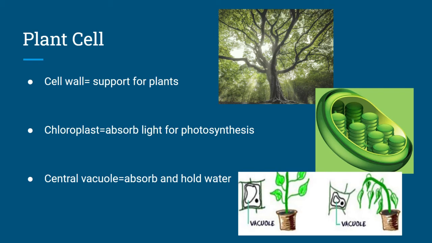Finally, plant cells have a large central vacuole that they use to store water. When the vacuole has no water to store, the plant cells will shrivel up and the plant will eventually die without water. Animal cells also have vacuoles, but they are much smaller because animals do not need to store near as much water.